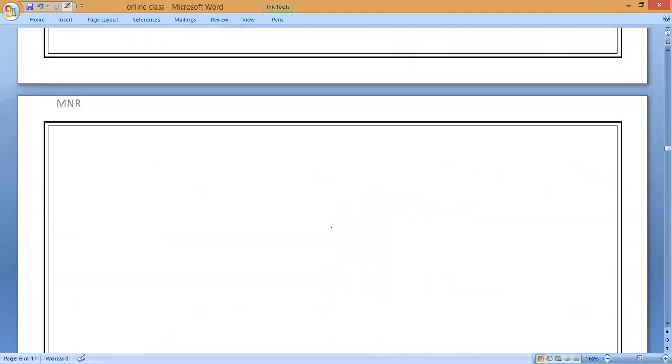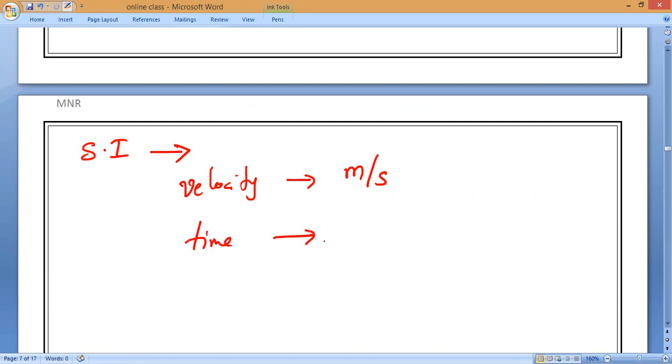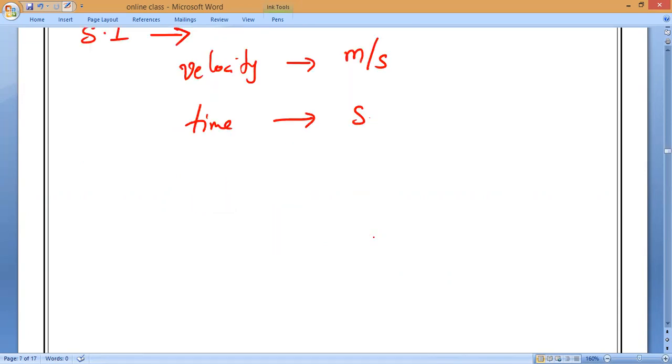Now, next one, the SI unit. We must know both units. What is the SI unit of velocity? You have to tell me. Meter per second. And time, what is the time unit? Second. Now take acceleration is equal to, what will the units be? You should tell me by this time. I should not say everything; you have to remind yourselves.